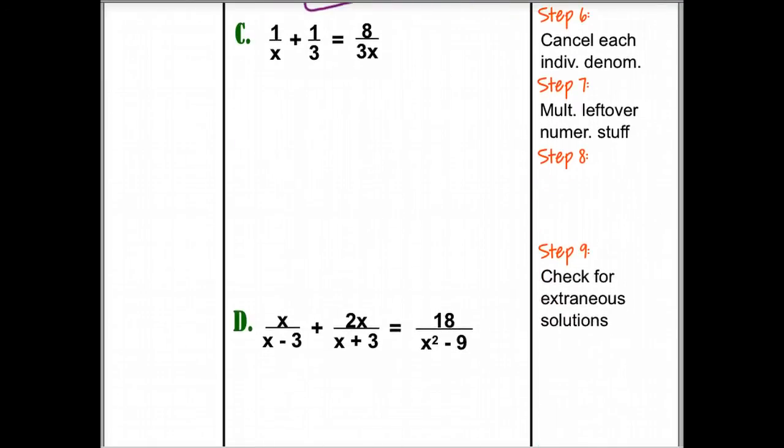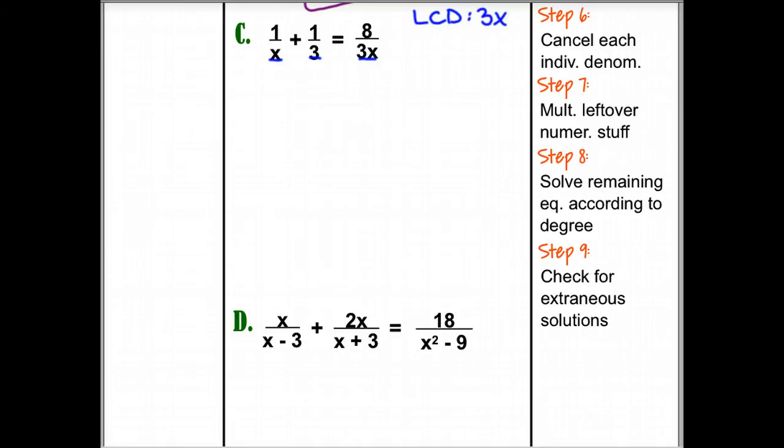We have here, forgetting about step 8, which of course is to solve the remaining equation according to degree, which you've seen. Here, in this problem, I see that I have x's and 3's. So that means my least common denominator is 3x. So I'm going to multiply by 3x to every term. And you can put it over 1 if you want.